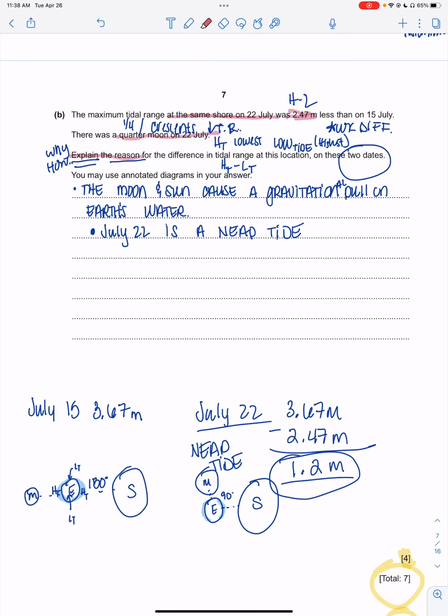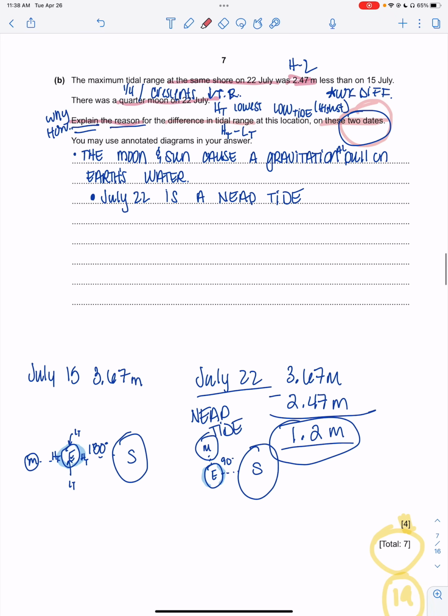Okay, remember something to consider. They said, explain reasons for the difference in tidal range on these two dates. So you definitely want to consider those two dates. And so what does that mean to be a neap tide? And I don't like that word "with," I will say "to Earth," like in comparison and in relation to. Obviously, you could use the at symbol. You can also use the angle symbol because that is mathematically and scientifically valid.